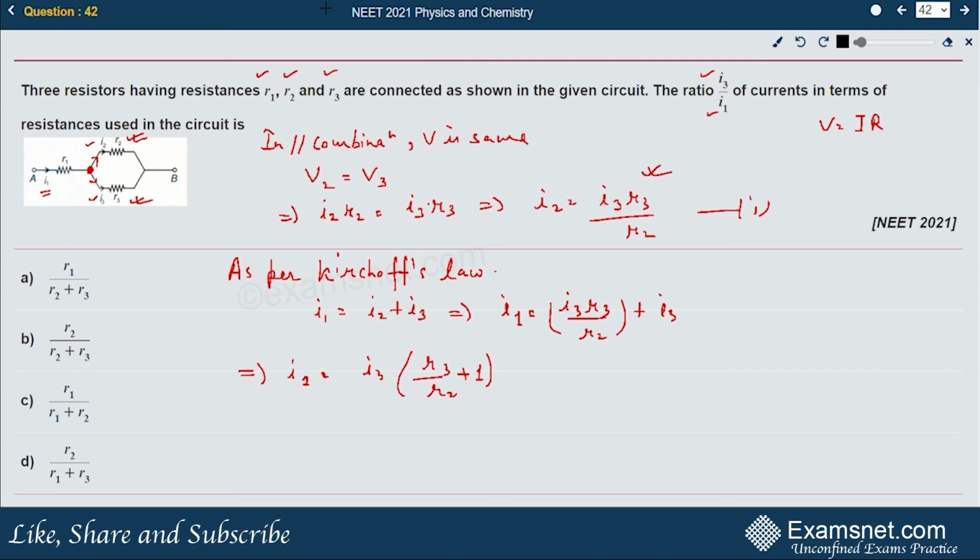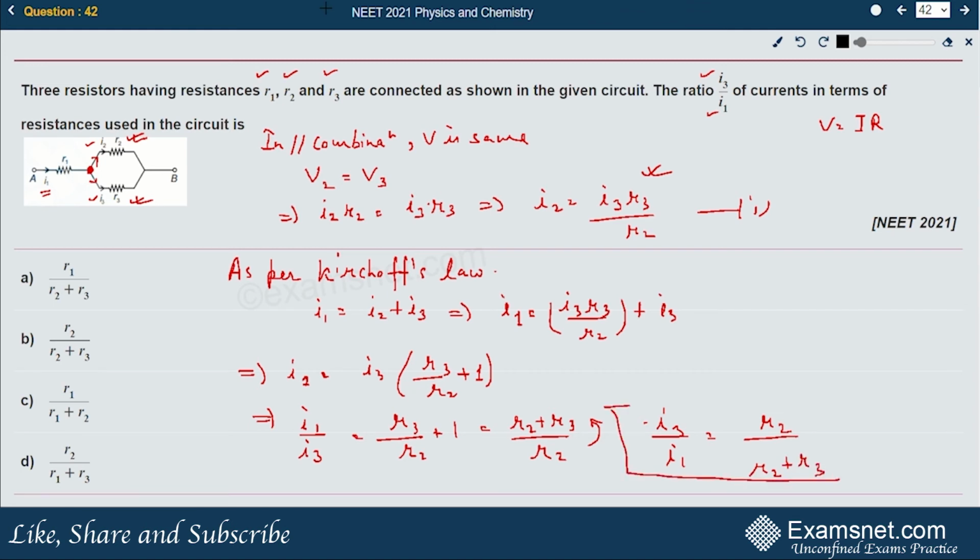What will be the value of I1 by I3? It will be equal to R3 by R2 plus 1, or you can write R2 plus R3 by R2. But we have to find out the value of I3 by I1. That means we can reverse this. So I3 by I1 will become equal to R2 by R2 plus R3. Therefore, out of the given options, which one will be correct? Option B.